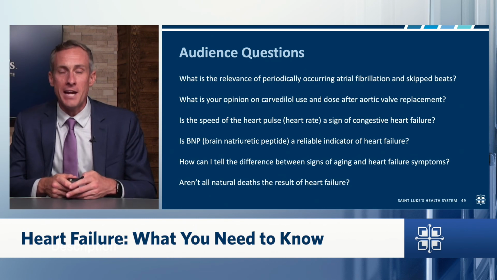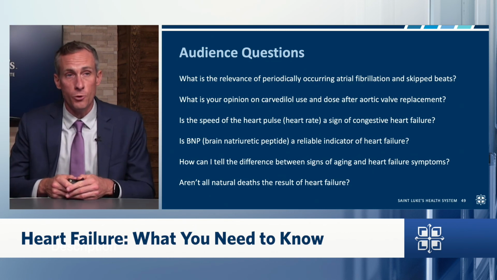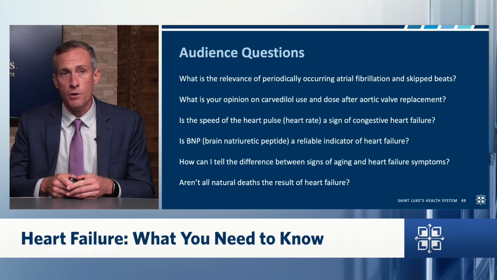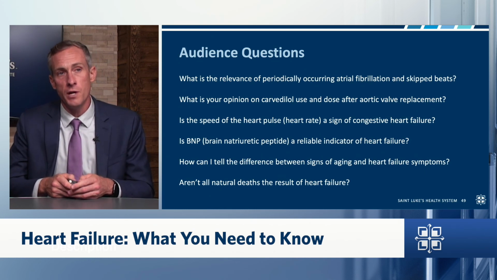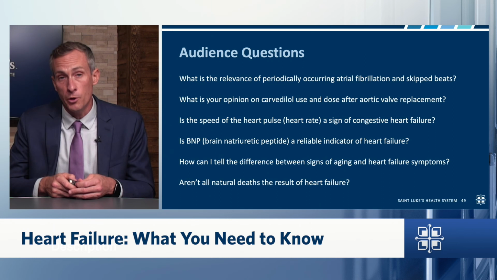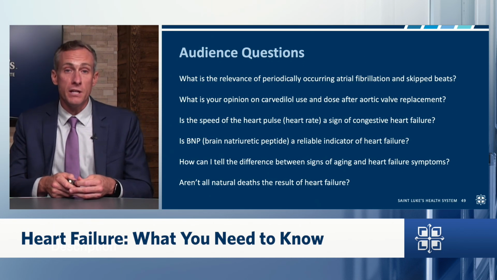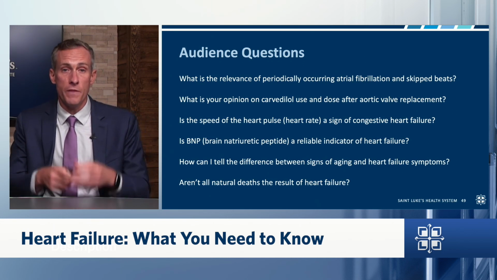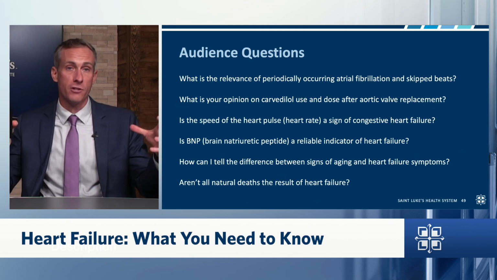Someone asked about brain natriuretic peptide, or what we call BNP, and whether it's a reliable indicator of heart failure. So this BNP is a hormone that gets secreted from the heart muscle cells when the heart is getting stretched and dilated by extra fluid.